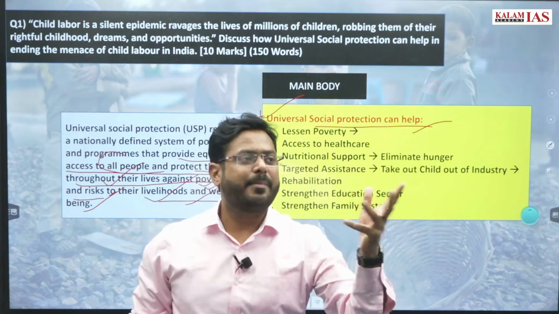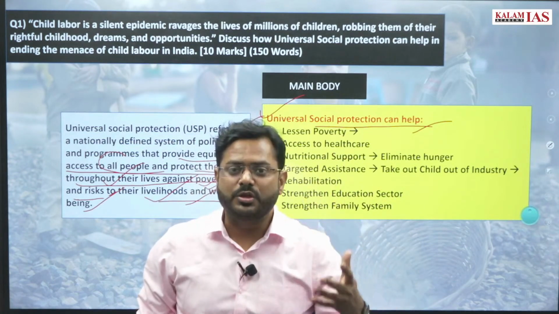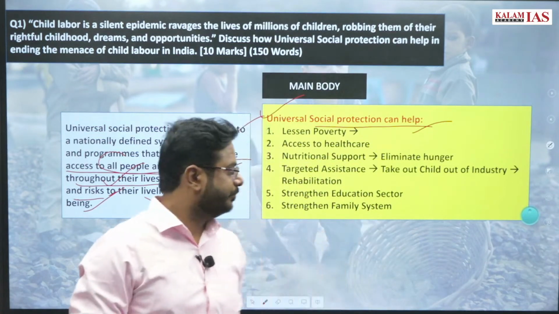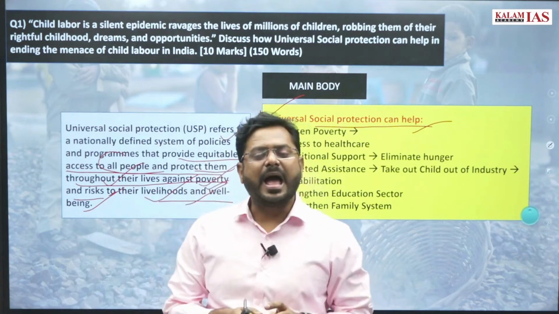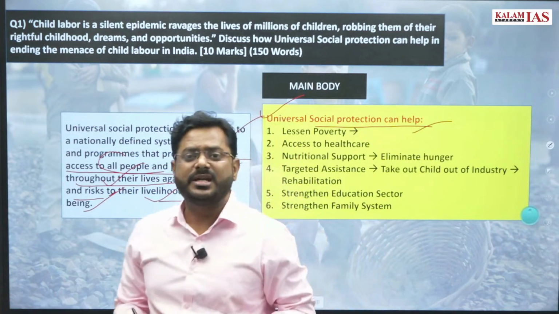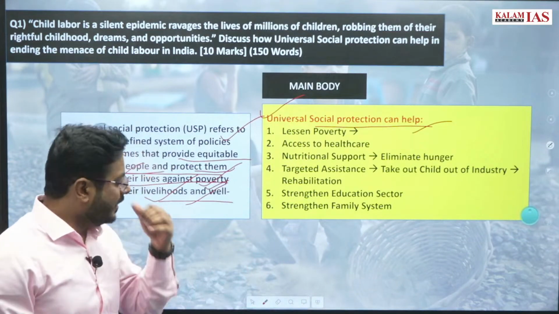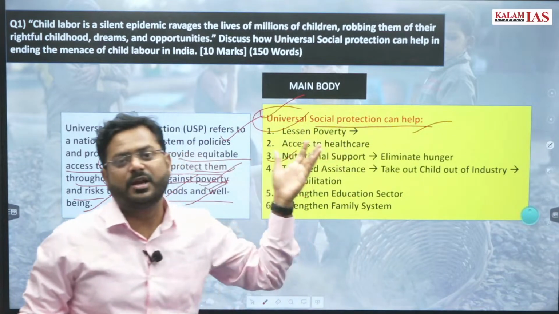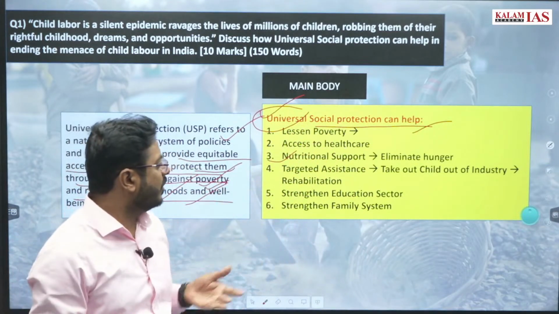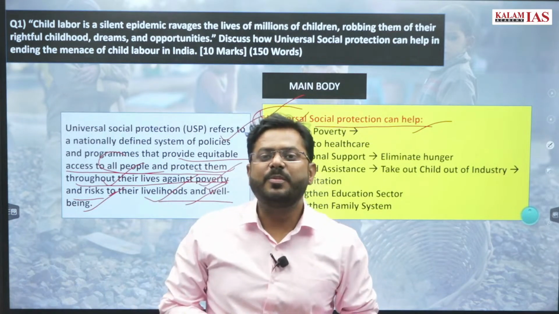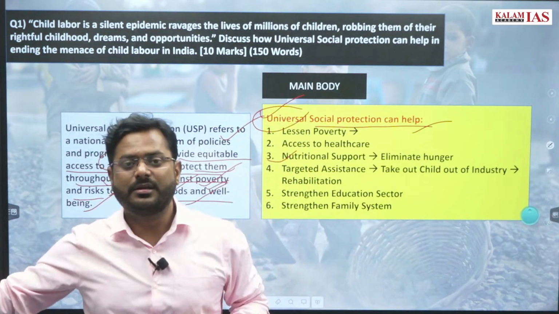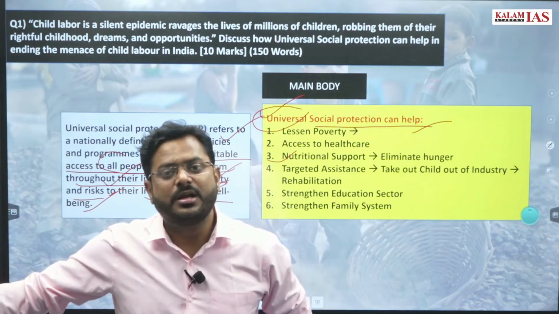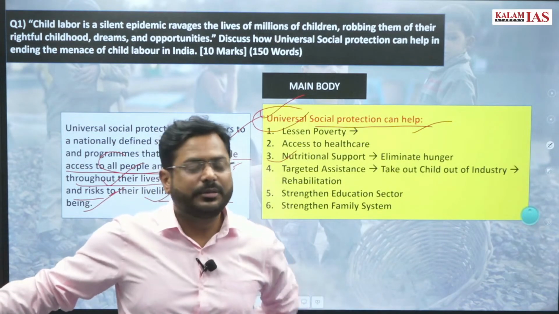Every person, every parent wants their children to go to school, to be more knowledgeable, and to get good paying jobs, right? Then they will have access to better healthcare facilities, right? Other nutritional support they can have, because in universal social protection obviously the hunger factor will be there, so nutritional support will also be there, right? It may help in eliminating hunger. We have to achieve the sustainable development goal 2, zero hunger, so that may be achieved, right?